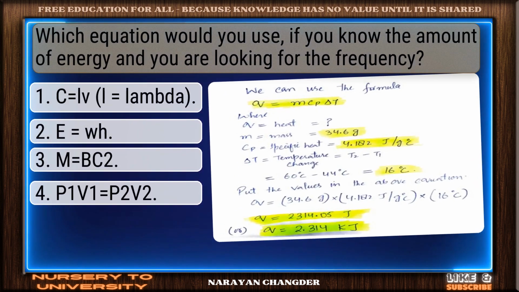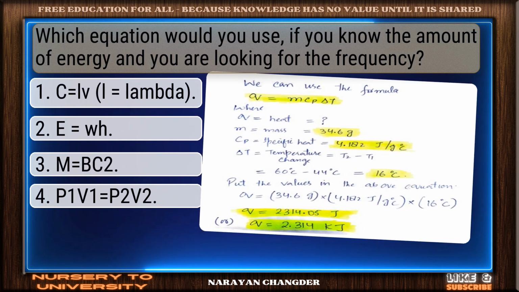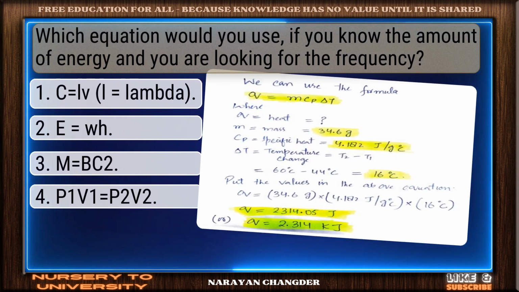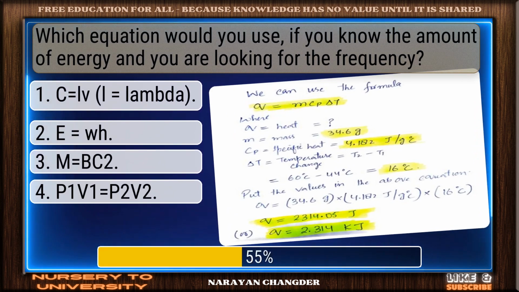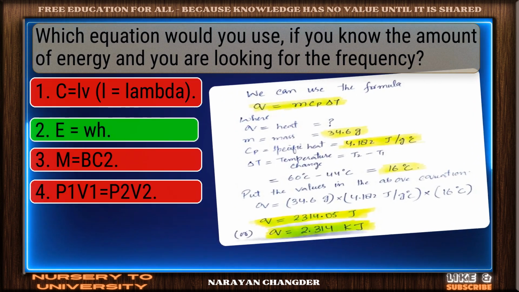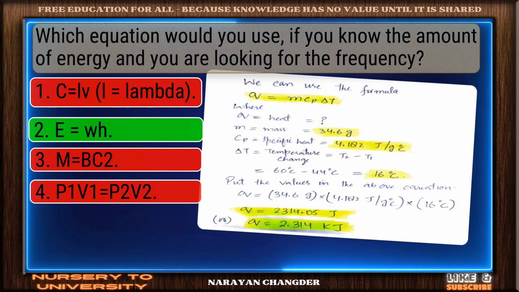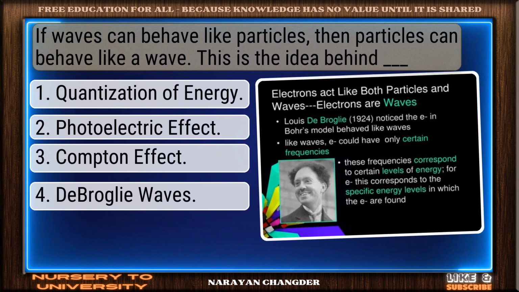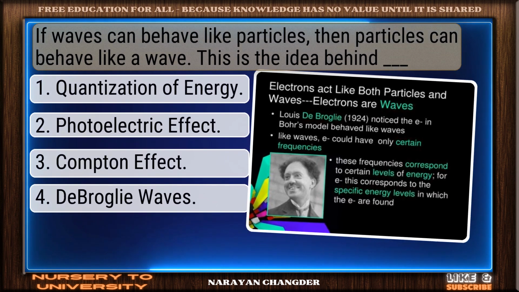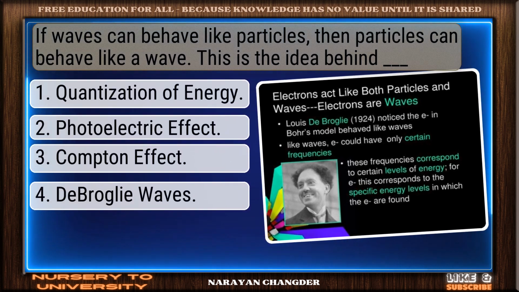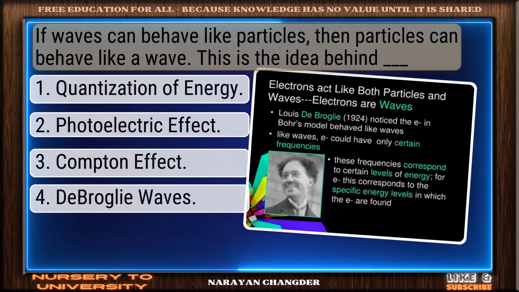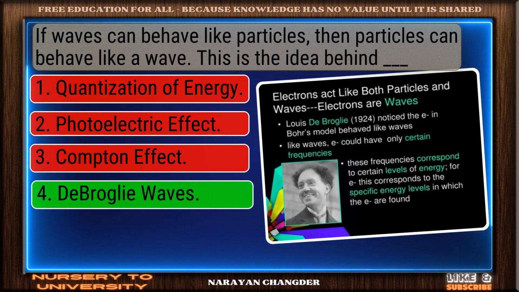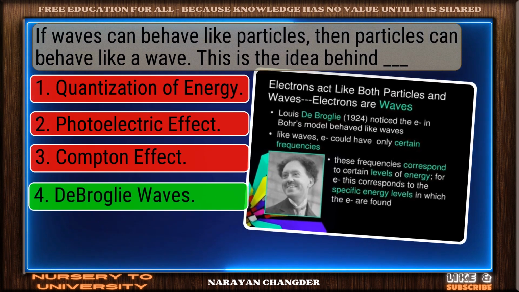Which equation would you use if you know the amount of energy and you are looking for the frequency? Clear logic. Your choice E equal to hν is 100% true. If waves can behave like particles, then particles can behave like waves. This is the idea behind dash. Excellent. De Broglie waves is a brilliant choice.